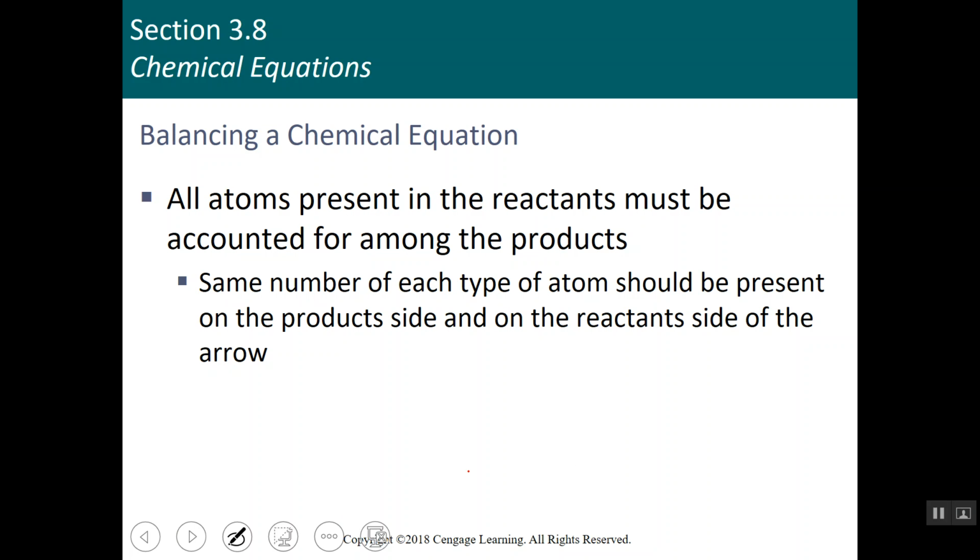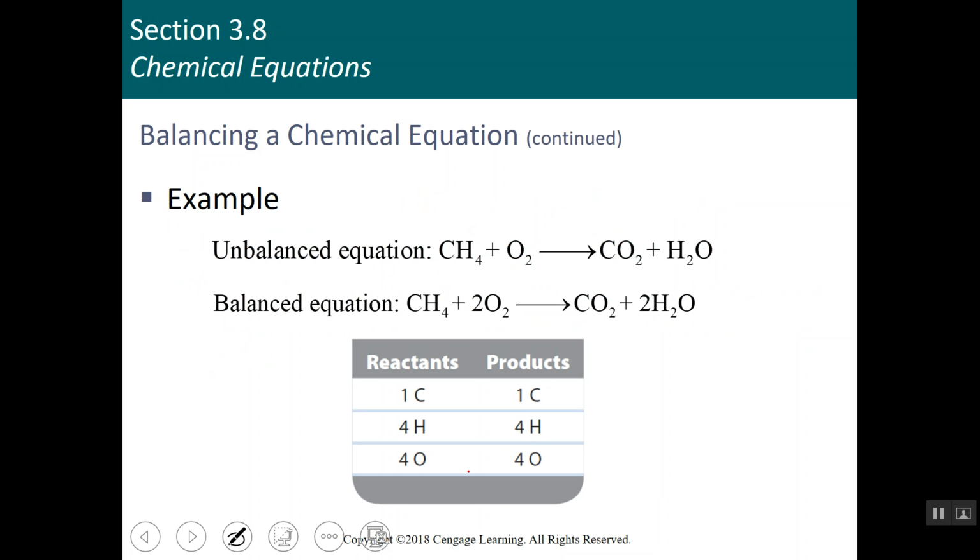Again, I mentioned earlier that any atom in the reactants must be accounted for in the products. We do this by balancing a chemical equation, and we're going to get into this in much more depth in the next lesson, but I encourage students to do an atom inventory. And so up here, let's look at this one first.